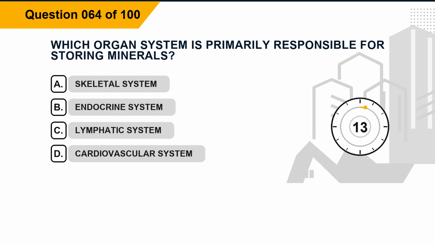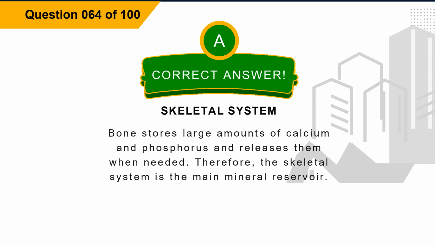Question 64. Which organ system is primarily responsible for storing minerals? Option A, skeletal system. Option B, endocrine system. Option C, lymphatic system. Option D, cardiovascular system. The correct answer is option A, skeletal system.